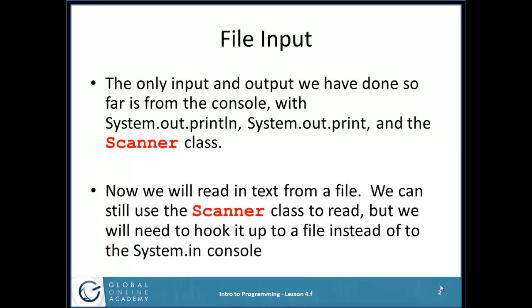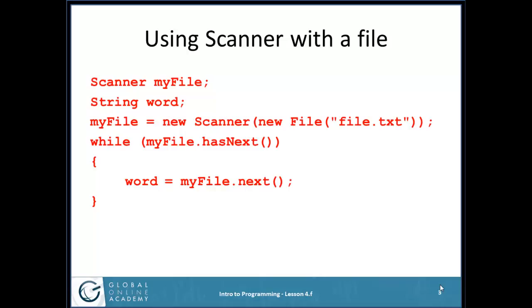We're still going to use the Scanner class, so a lot of what we know can be directly applied. But we need to hook it up to a file instead of to System.in, which was the console, the keyboard. So let's see how we do that. To use the Scanner with a file, I'm still going to have to create a variable that's an object of type Scanner. So I'll still have to say Scanner. Instead of console, I'll call this one myFile.